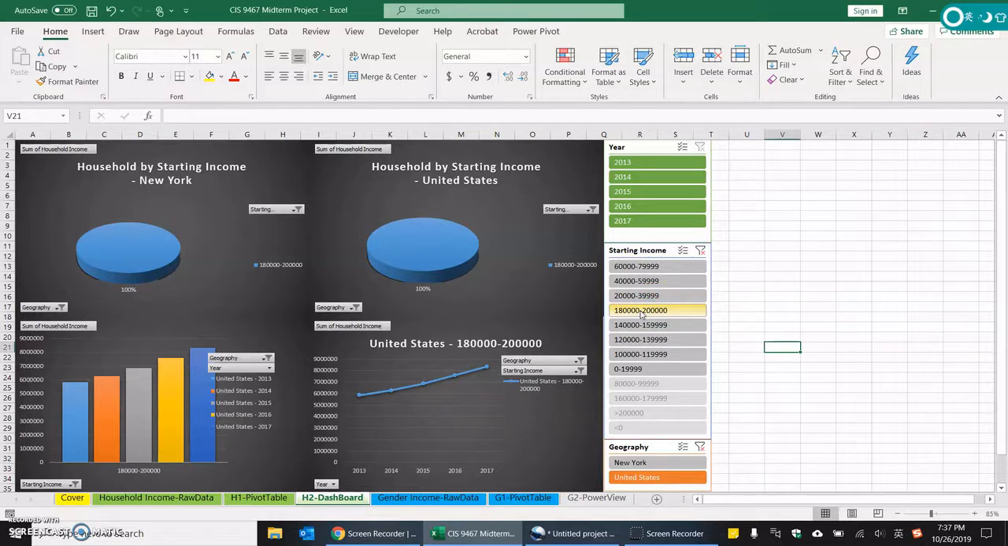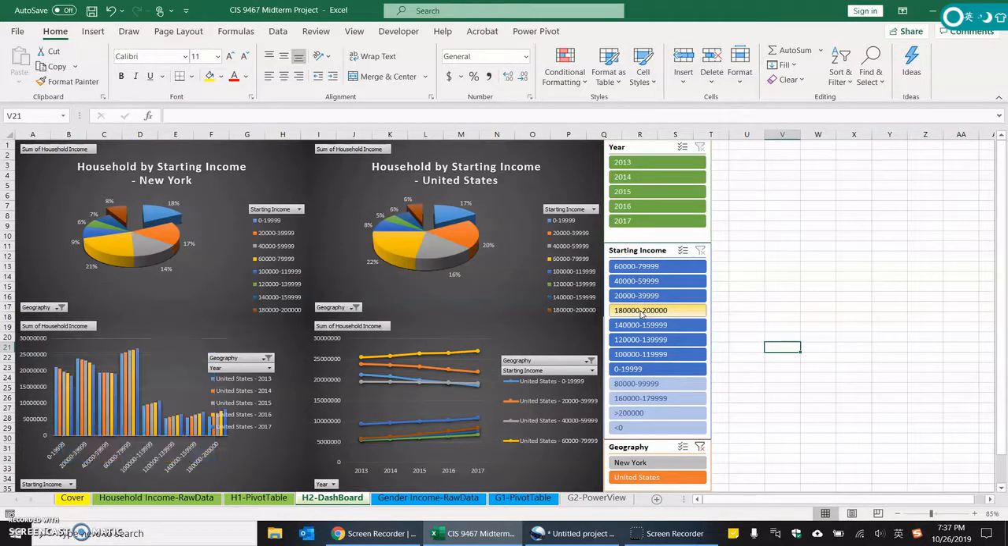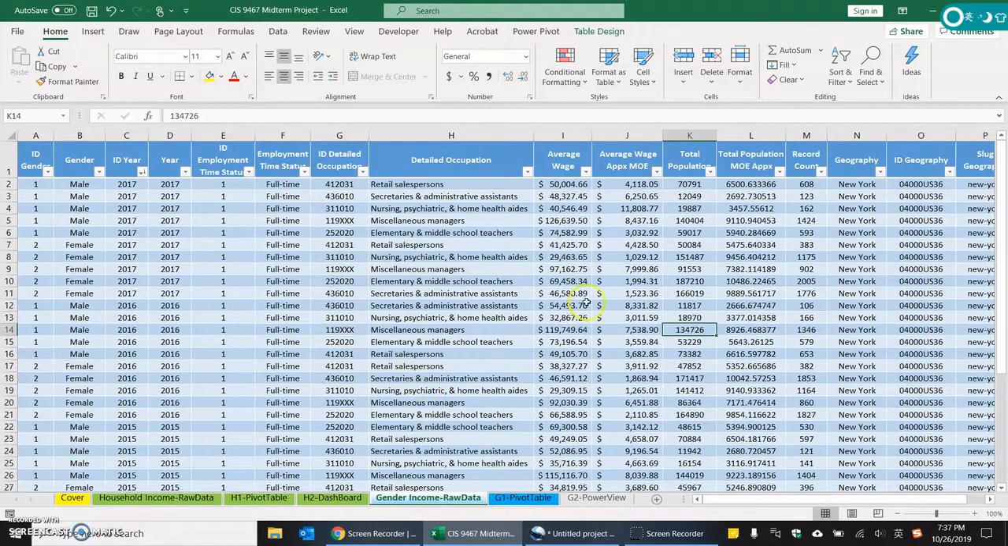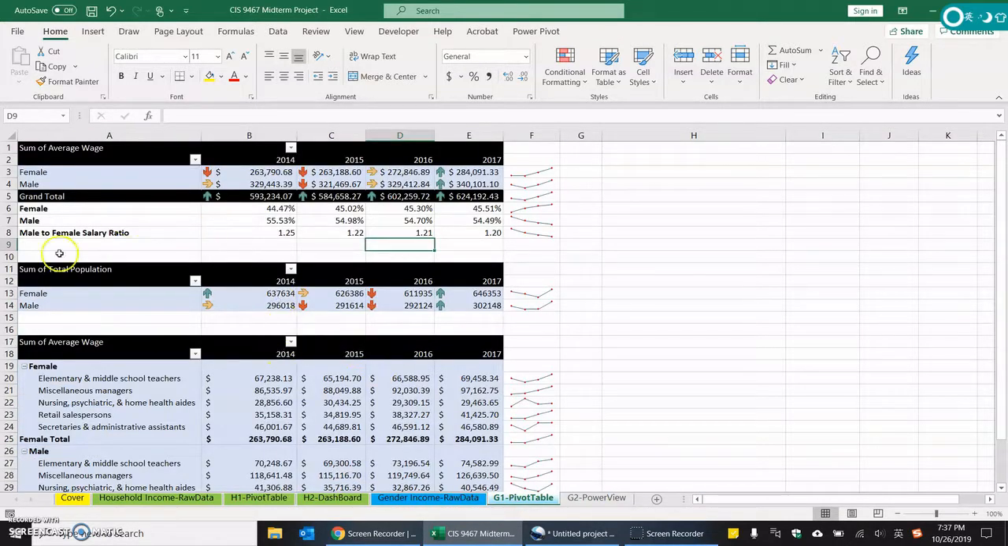So other than the household income distributions, I also wanted to look at income differences based on gender. On this page, I have all the data available from the same website. And this time, it's the same: I created a few pivot tables using the data from the previous page. So here we have the income data from the 5 most common occupations from 2014 to 2017, and the data is separated by female and male.